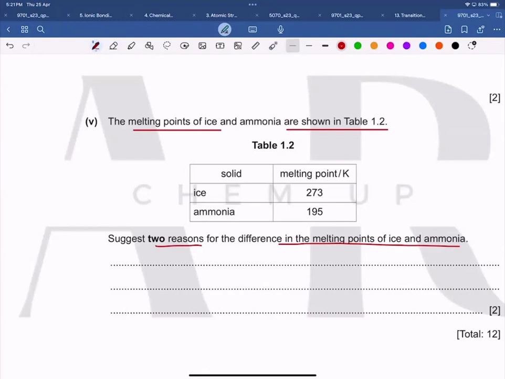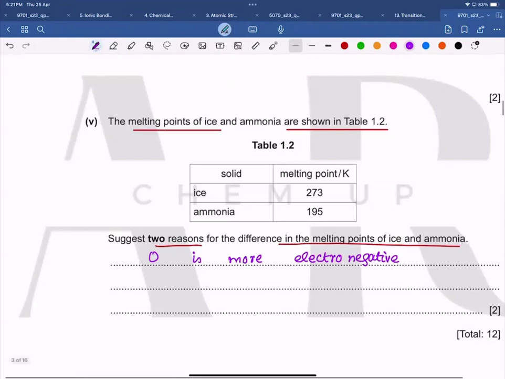Oxygen is more electronegative than nitrogen. Very good. So it means the hydrogen bond is going to be stronger in water. What would be the other reason? Yes, very good, Ishan.